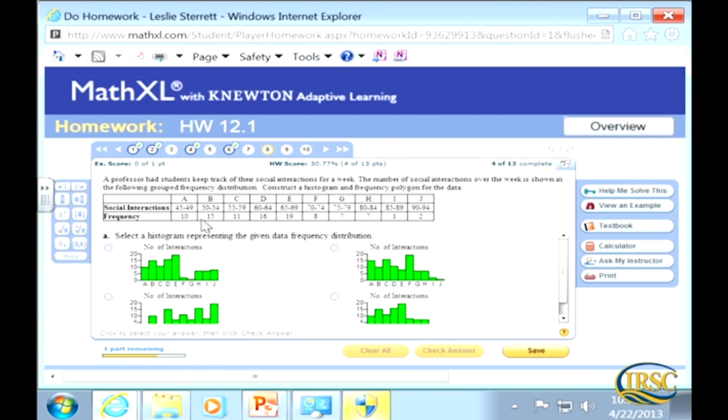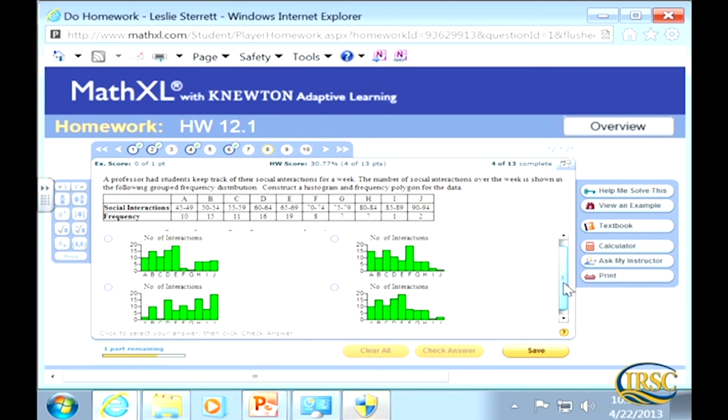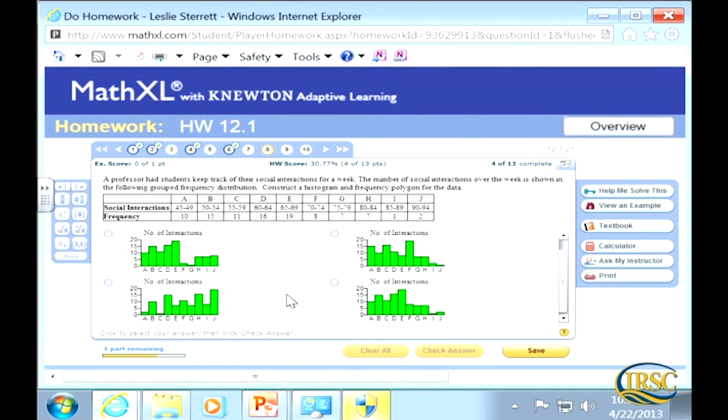So you have to pay attention to the frequency of each of those classes, and then the heights should match the frequency, and so on. Sometimes you can eliminate some right off the bat. Look at this one. J has it all the way up almost to 20, and if you look at J over here, there's only supposed to be 2. Okay, so use that information to eliminate. Okay, bottom right looks like what you should have.